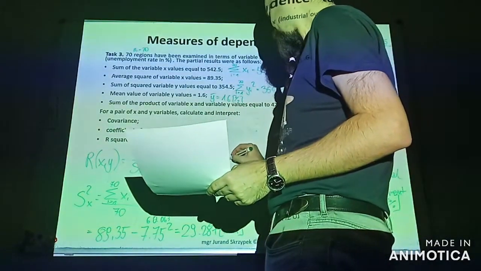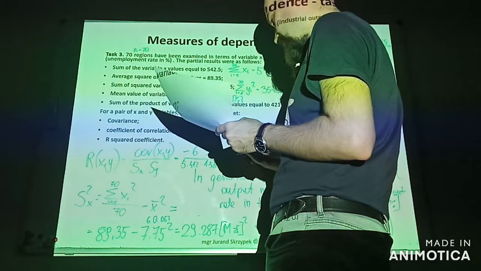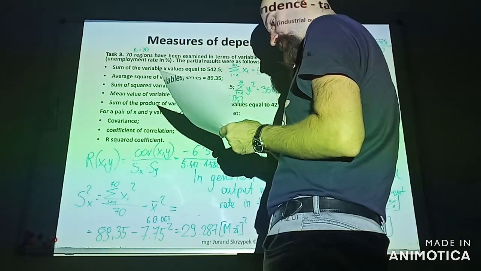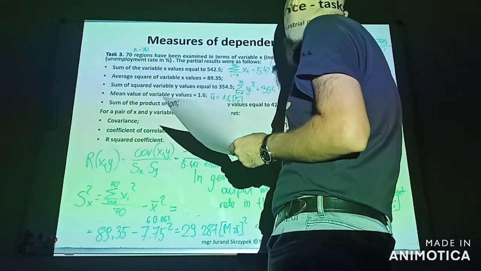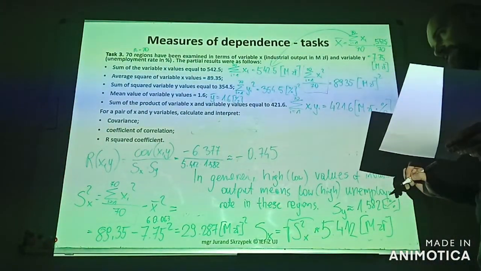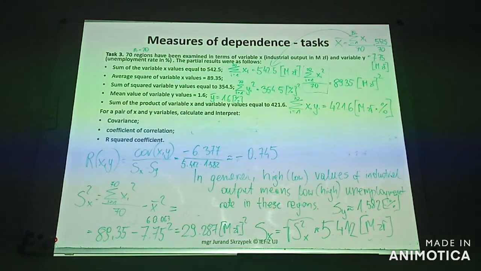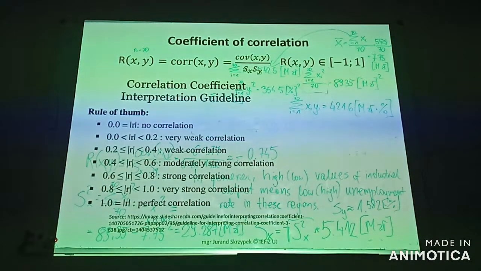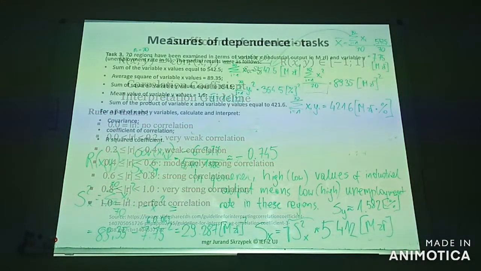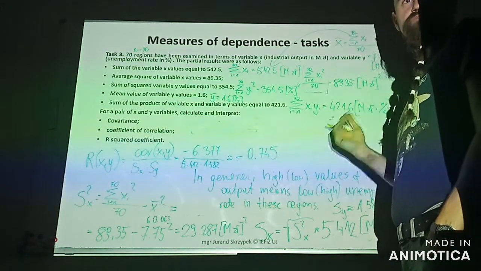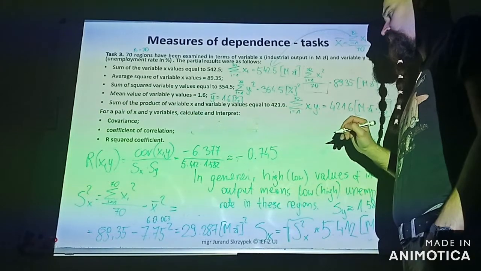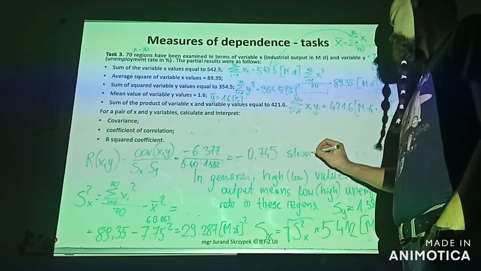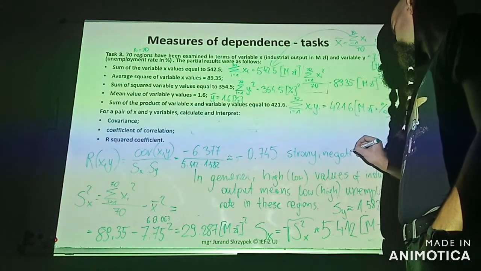Okay, and the result is minus 0.745. Minus 0.745. So once again, we have received a negative correlation between the variables, and this correlation can be treated as strong correlation. According to the voice of statisticians, we are dealing with strong negative correlation between both variables.